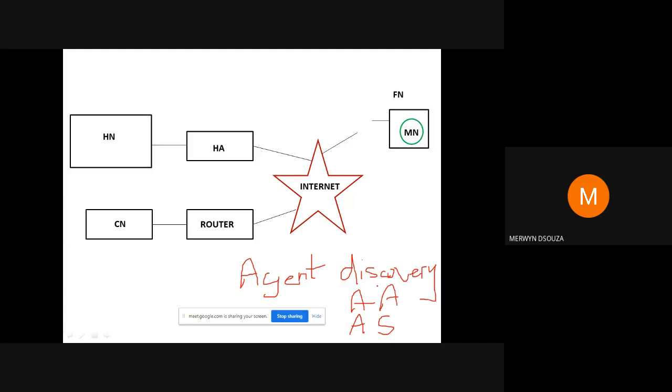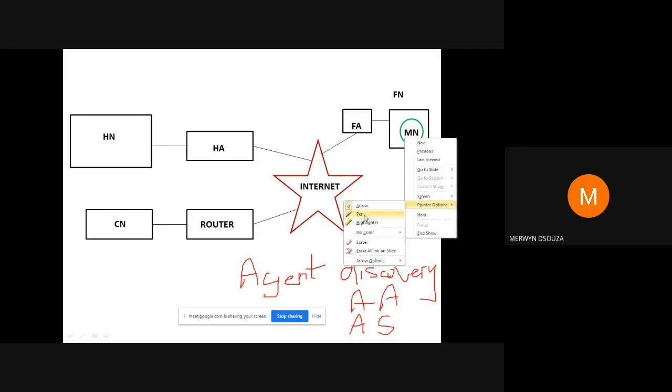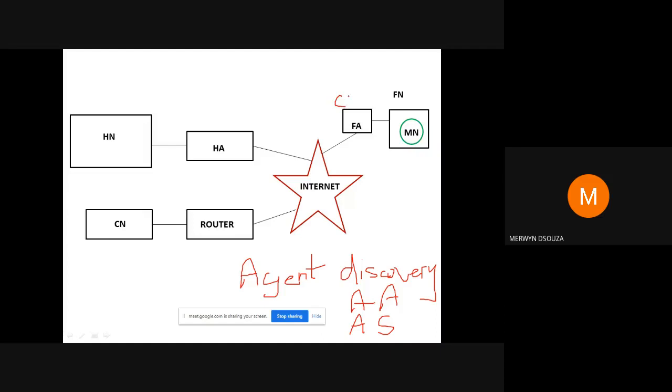Once it does the agent discovery, it finds the agent, and this agent is known as the foreign agent. The mobile node now obtains a temporary address known as the care of address. This care of address tells the mobile node's current location.